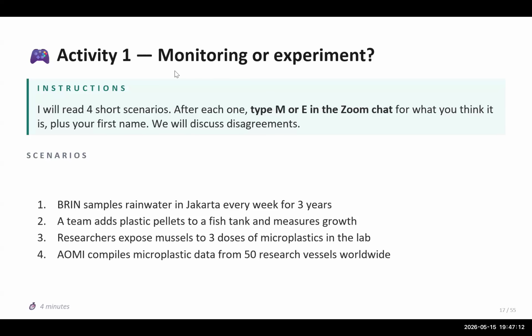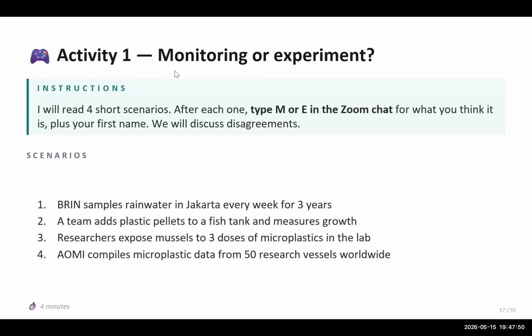You can start putting it in the chat. Okay, very good. Marco says it's monitoring. Anyone else? Abdul says monitoring. Muti says monitoring. Anyone else? We have like 34 people here. This chat should be full of letters.